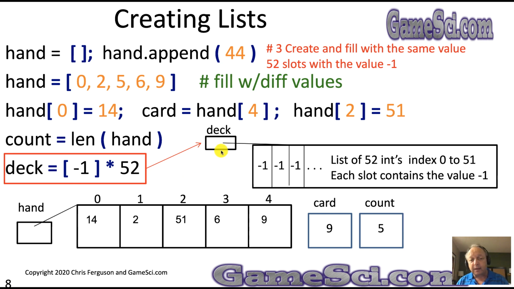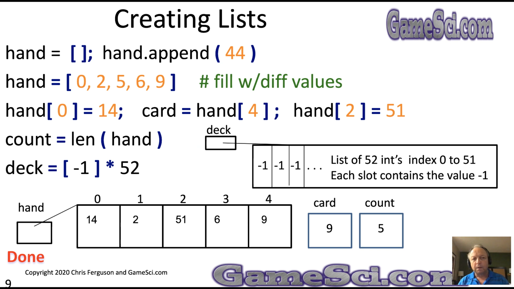Keep in mind, deck is a reference to a list object, so it will point to this list, and this list will have 52 slots in it, each containing the value -1. If I'm going to store a deck of cards, I need 52 slots. I just picked -1 as initial value. I could have started it at 0. I could have started it at anything. I assume as I shuffle the cards, I'll put different numbers into each of the 52 slots. And then as I'm dealing cards, I will deal out the cards from there. There you have it. 3 ways to create a list.